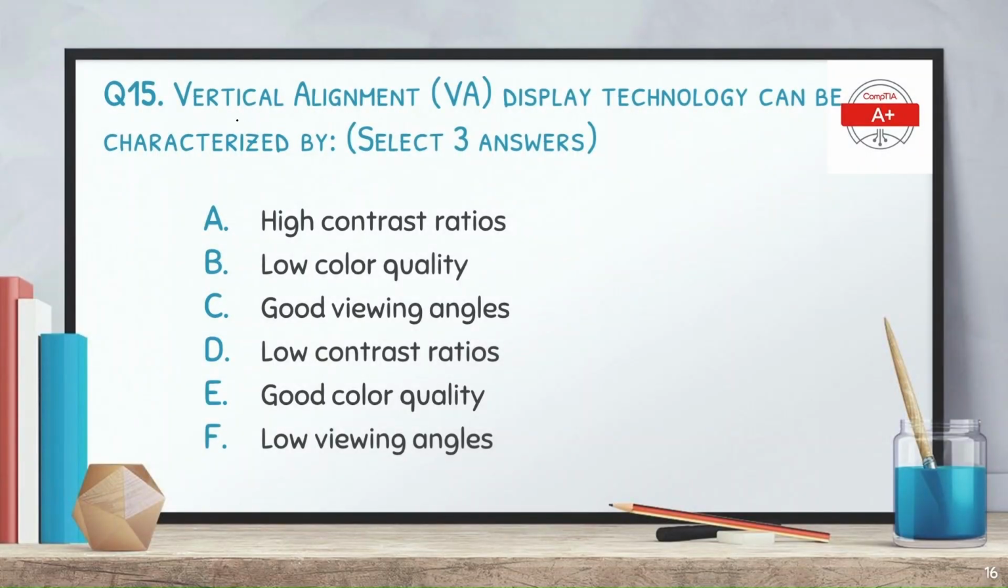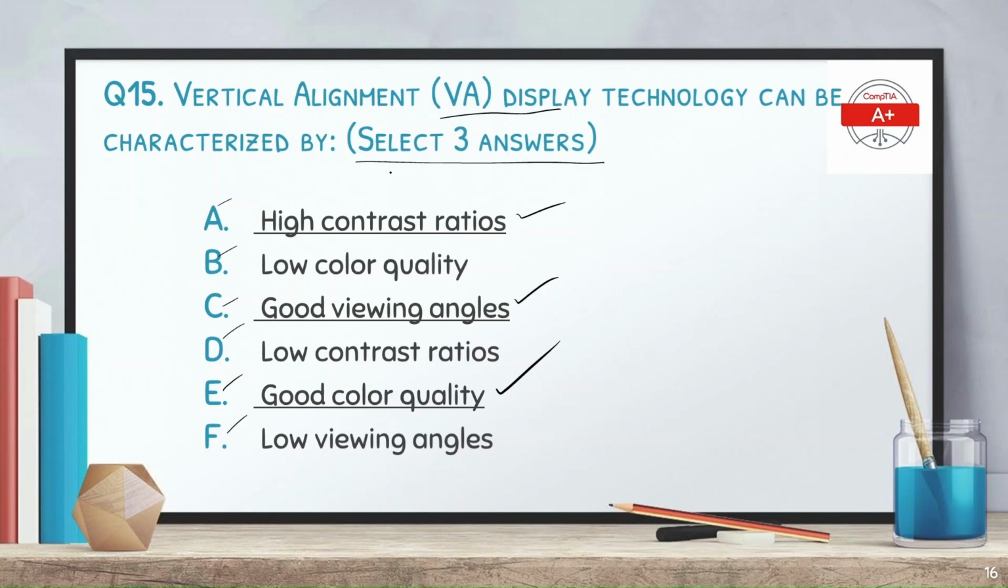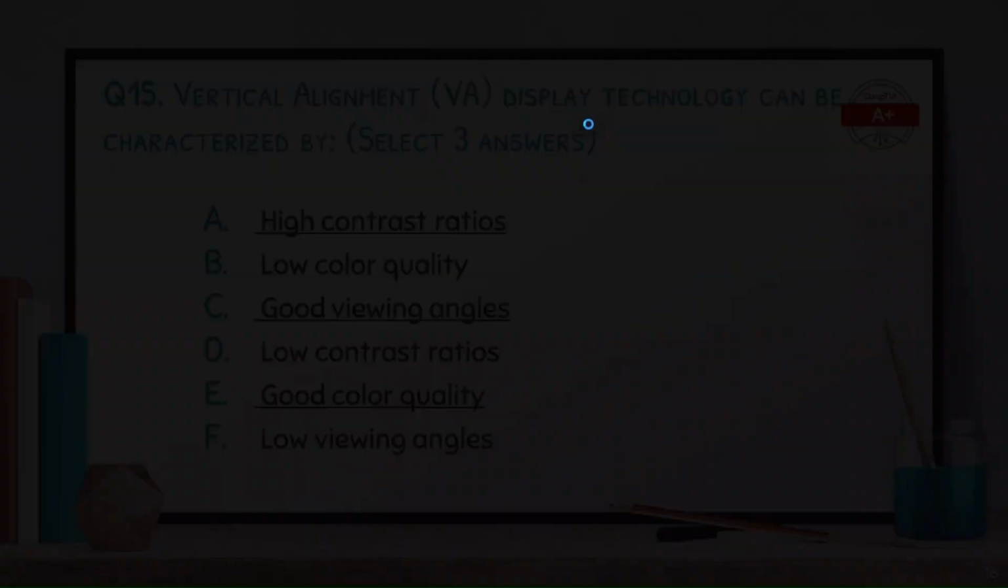Question number 15: vertical alignment, or VA, display technology can be characterized by, again, we have to select three answers. Options are A, high contrast ratios, B, low color quality, C, good viewing angles, D, low contrast ratios, E, good color quality, and F, low viewing angles. And the correct options are high contrast ratios, good viewing angles, and good color quality. These are the features of the vertical alignment or VA display technology.